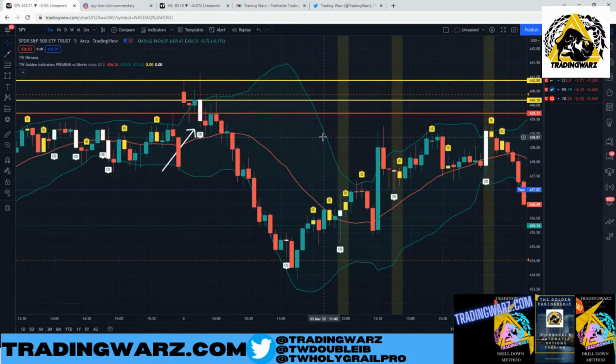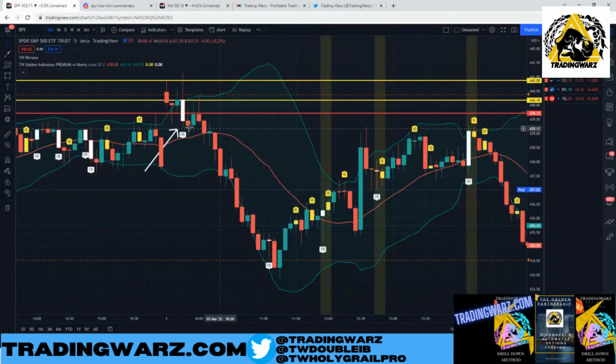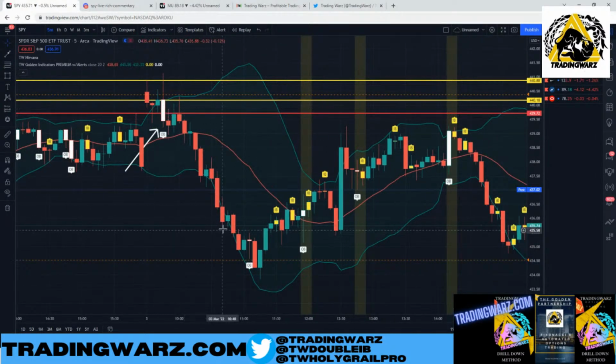So we had that outside bar that broke above and then it came back in. If you just took the breakdown of that outside bar, you'd keep the stop at the high of the day, you would have been able to get into that run.